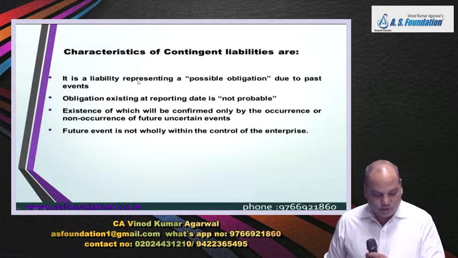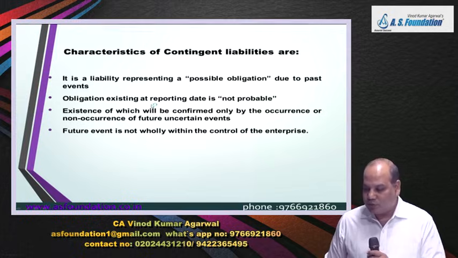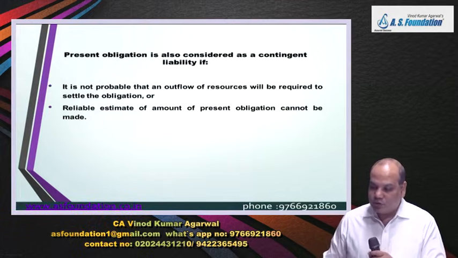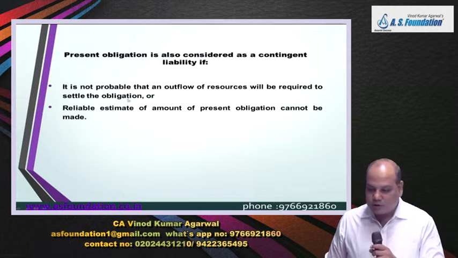So first let us quickly revise. Contingent liability have following features. It's a possible obligation due to past event, and the obligation on reporting date is not probable. Its existence will be confirmed only by occurrence or non-occurrence of future uncertain event like a court case, and it is not wholly within the control of the enterprise. So this is the explanation of that first definition of contingent liability.